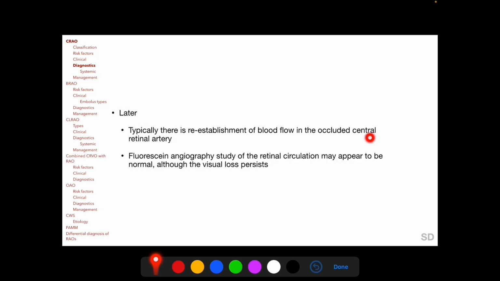Following recanalization of the central retinal artery, there is re-establishment of blood flow in the retinal arterial system, and fluorescein angiography study of the retinal circulation at this stage may appear to be normal, although the visual loss persists because of infarction of the retina.